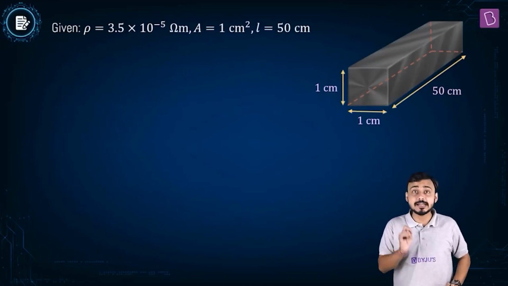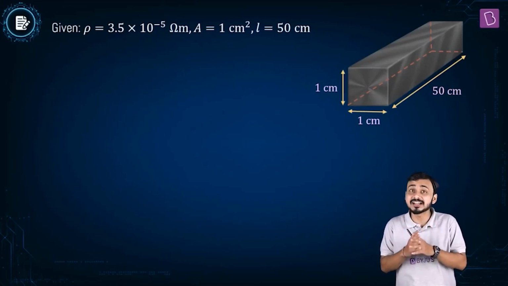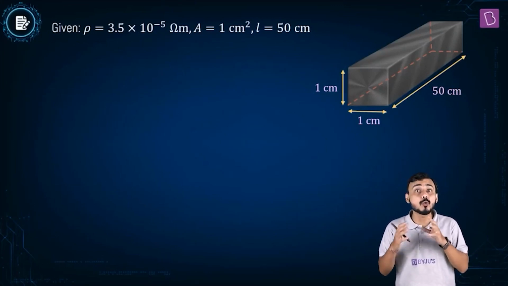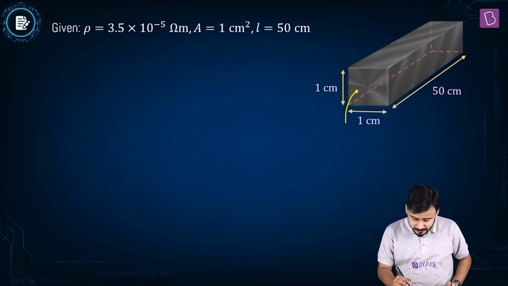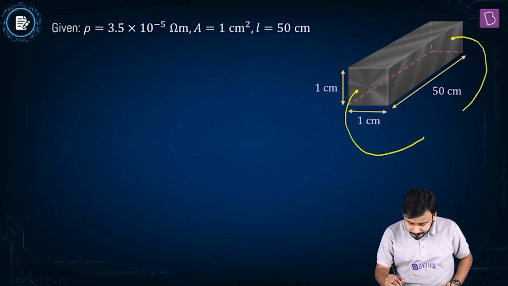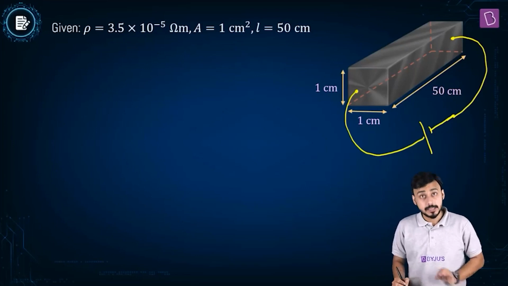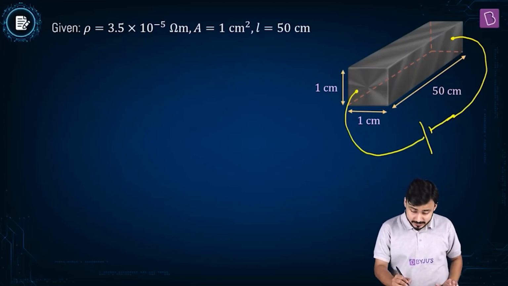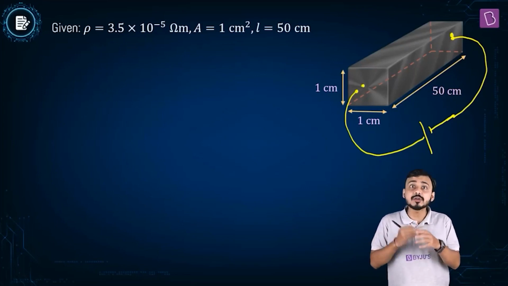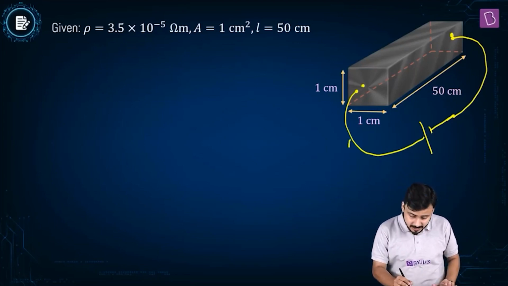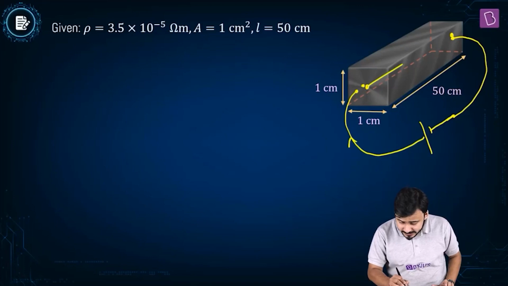So when you are set to measure the resistance between the two square sides, or two square areas, that means you are connecting the battery like this. These are the two square areas, right? So if you connect the battery like this, in order to measure the resistance across this end and this end, the current will flow from this area to this area like this, correct?